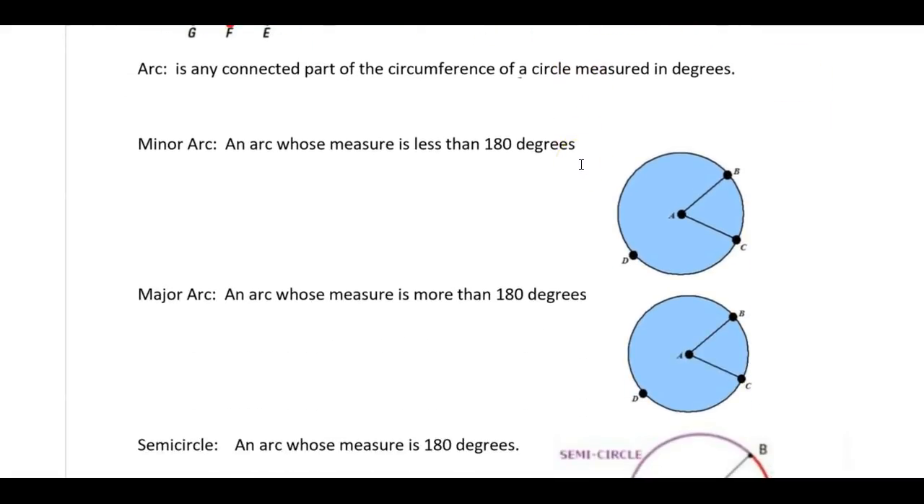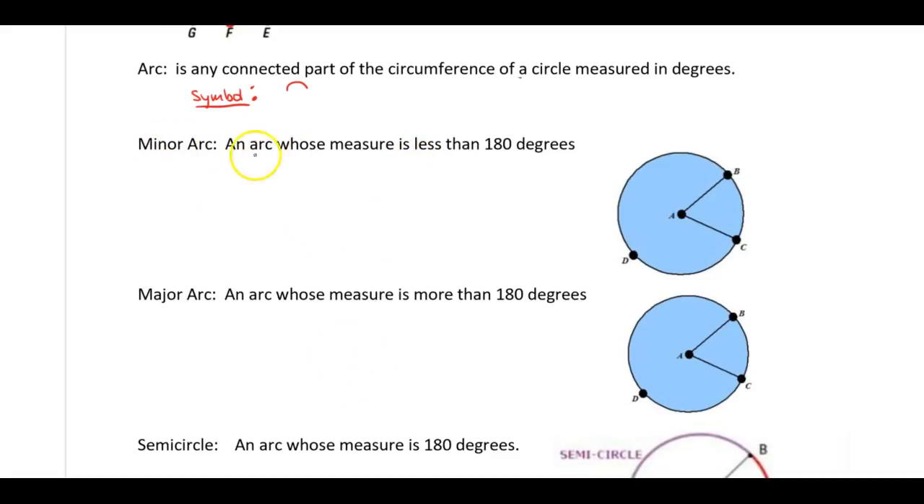So today we move on to talking about what we call an arc of a circle. An arc is a connected part of the circumference of a circle measured in degrees. Now we use a symbol for an arc, and the symbol is just a little arc above. And like I said, it's measured in degrees. Now there are three types of arcs we talk about.